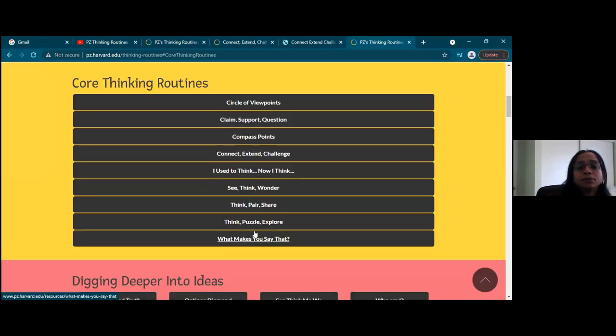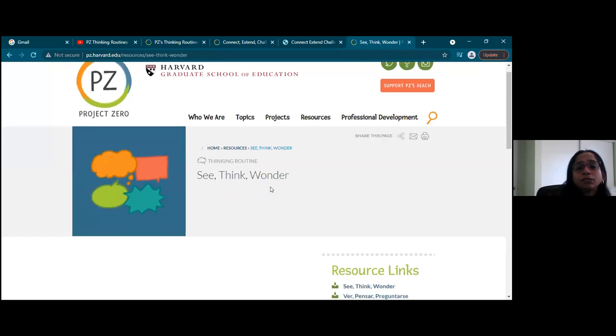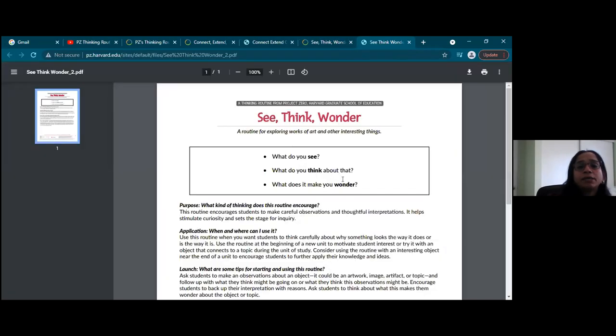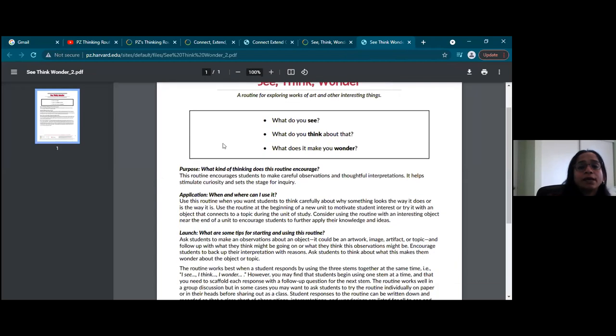Let's say I used See, Think, Wonder. I'll click on this, and when you click on it, you come to a page where you see resource links. Click here, and you have a PDF that you can download for free. It shows you the purpose: what kind of thinking does this routine encourage? This routine encourages students to make careful observations and thoughtful interpretations. It helps stimulate curiosity and sets the stage for inquiry.